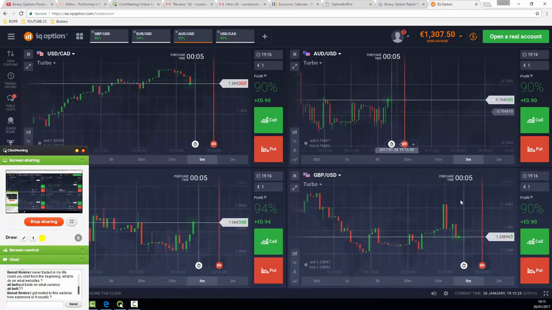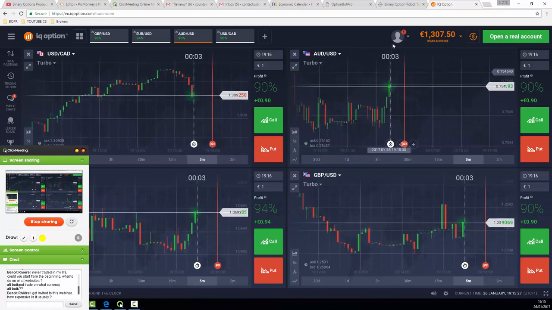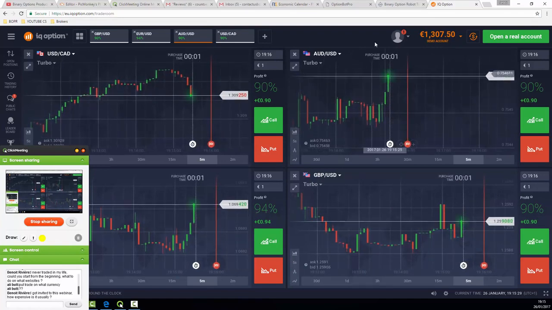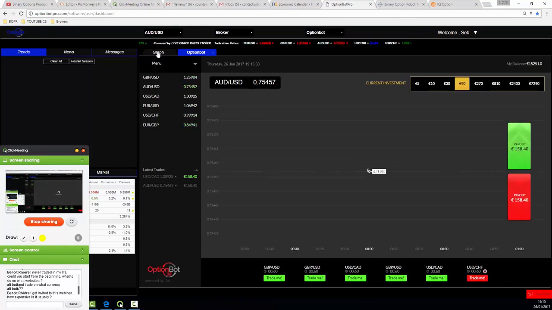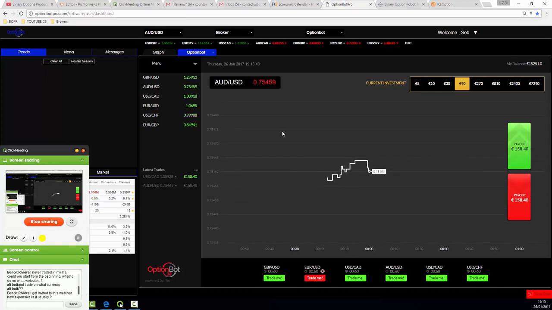Wow, the USD currency pairs. I mean, look at this. I just want to keep an eye on AUD/USD. So guys, let's have a look here, because I'm looking and we have now 2 wins in OptionRobot and 1 win in OptionBot. So we have 3 wins out of 4. That's pretty good. I like that a lot.